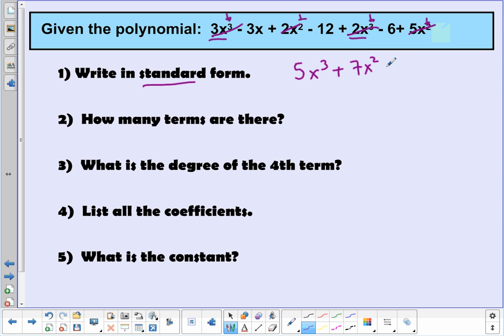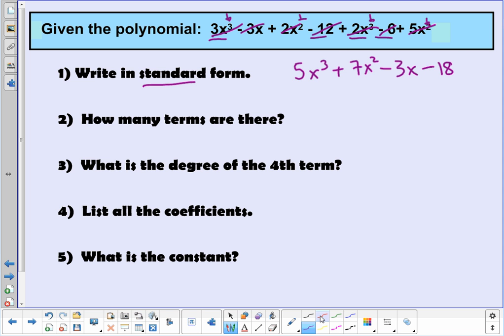Then I have a negative 3x. So I subtract 3x. There's no like terms with the x. These are both constants. So the negative 3x is by itself. I'll just keep it like that. And then the last two are constants that can go together. Negative 12 and negative 6 is negative 18. I've taken care of all the terms. It's in standard form. My powers go 3, 2, 1, 0. So I know I'm good there.